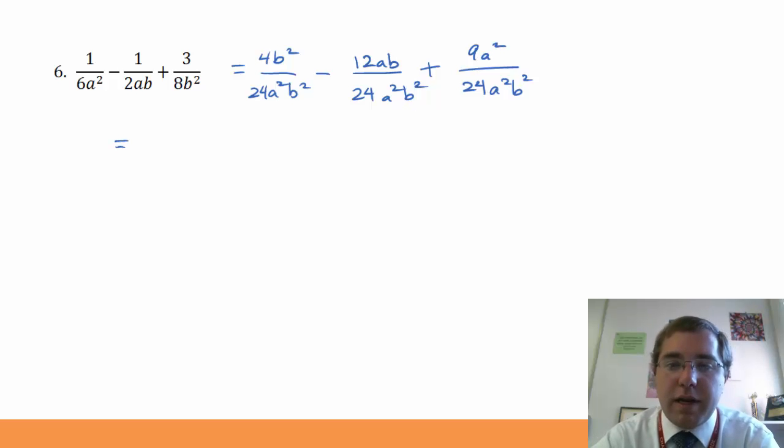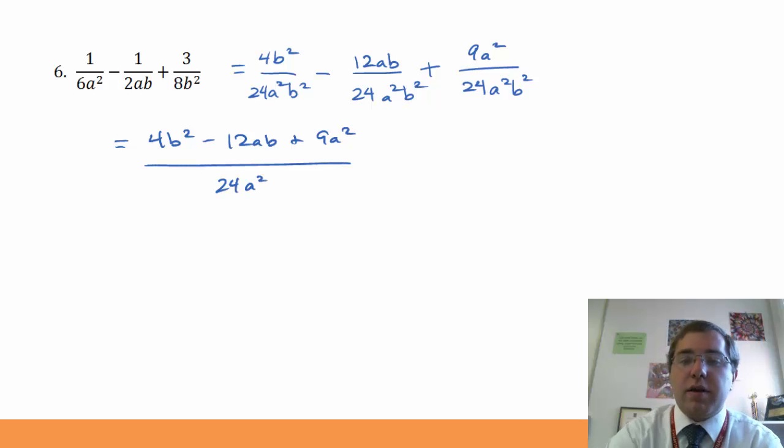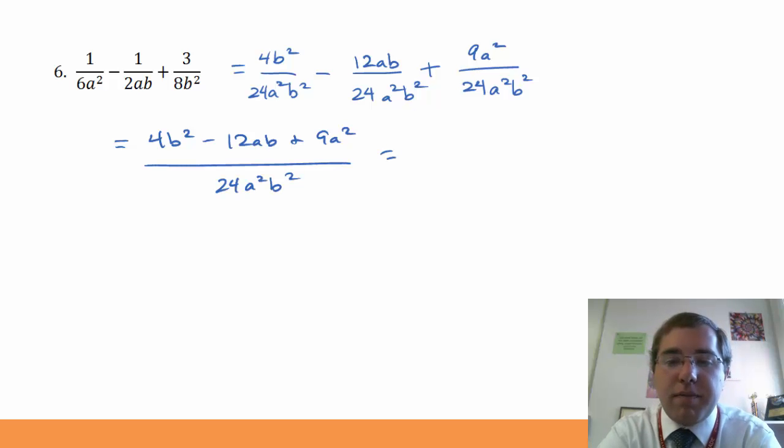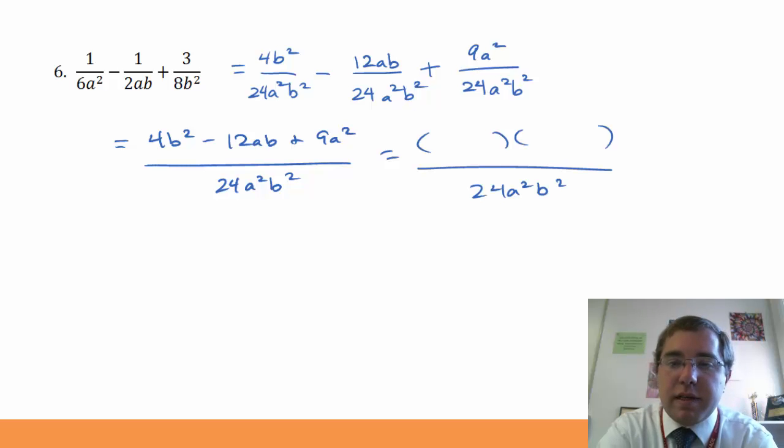Okay. Now we have a common denominator, so we can subtract and add the numerators from left to right. We've got 4b squared minus 12ab plus 9a squared divided by 24a squared b squared, which is our common denominator. Okay. We simplify in the numerator. Can it be factored? Yes, it can. How do we factor it? 4 times 9 is 36. We look for two numbers that multiply together to give us 36 and add together to give us negative 12. That would be negative 6 and negative 6.